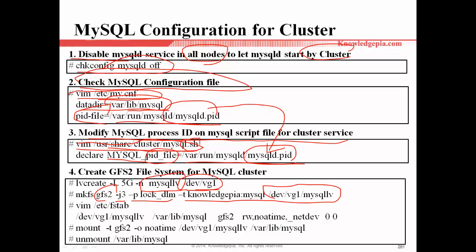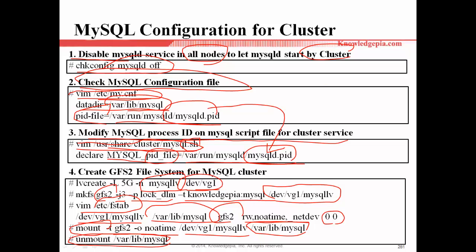And after that, if you want to mount this file system automatically, then we can use /etc/fstab: device name, mount point, file system, options, and 0 0. And then we can mount using this command, mount with the file system type, option, device and mount point. And after that, for testing, we will mount.